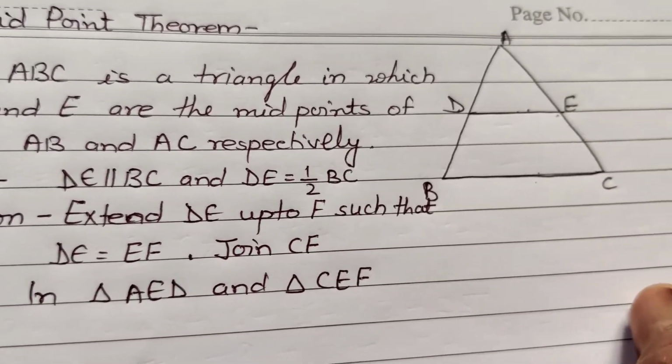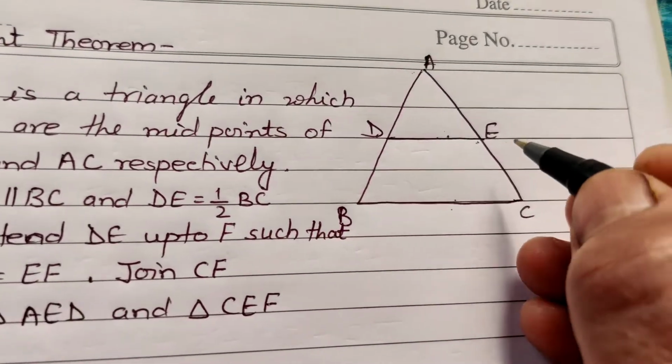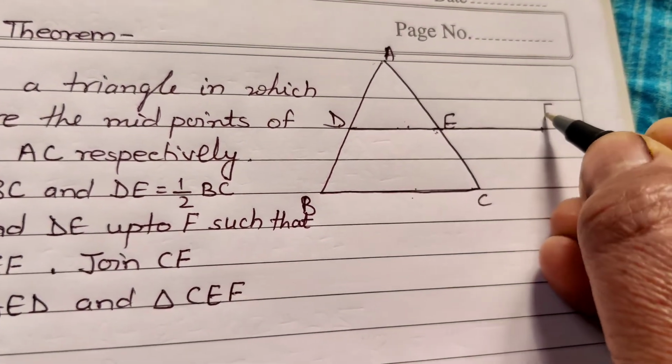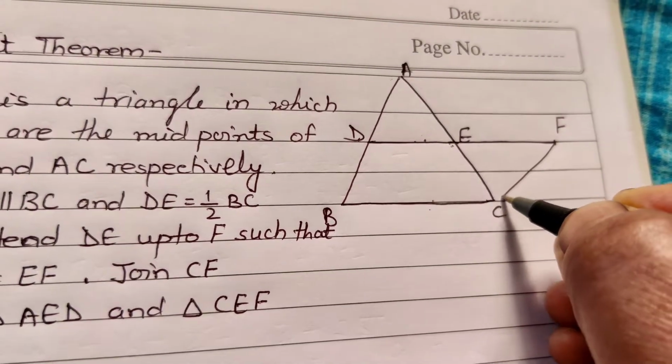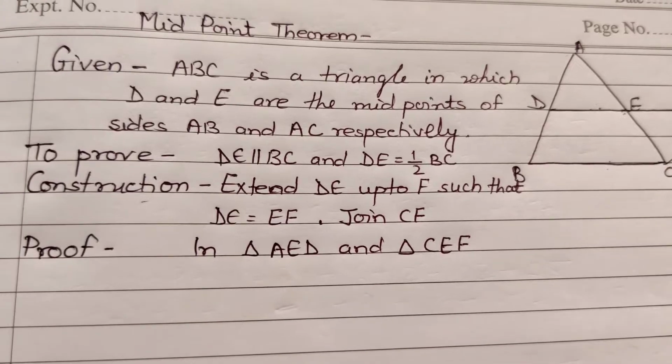Construction. Extend DE up to F such that DE equal to EF. Extend and join CF. Now the proof.